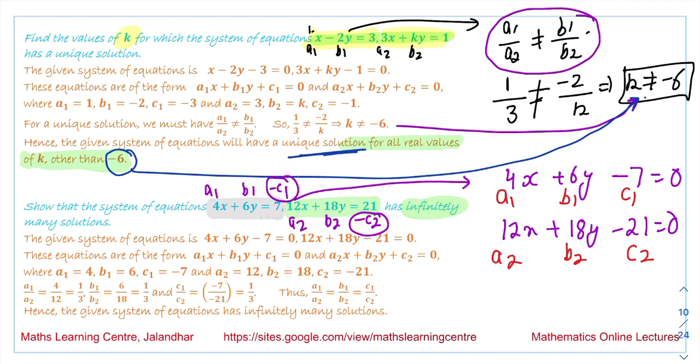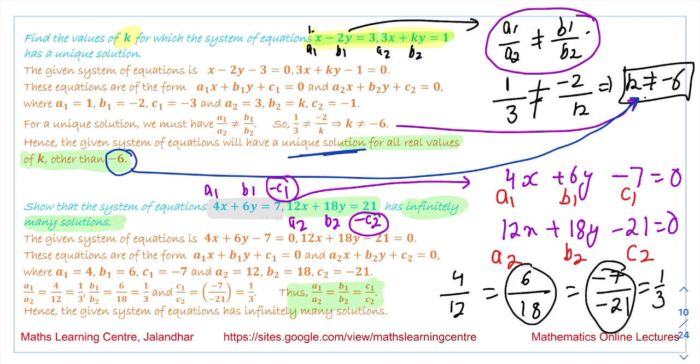that this system has infinitely many solutions, and for infinitely many solutions we are saying a1 over a2 should be equal to b1 over b2, which is equal to c1 over c2. So what is a1 over a2? It is 4 over 12, that is equal to 6 over 18, that is equal to minus 7 over minus 21, and all these values are equal to 1 by 3. When you simplify all these values, you will get the answer 1 by 3. So a1 over a2 equals b1 over b2, which equals c1 over c2. So this system has infinitely many solutions.